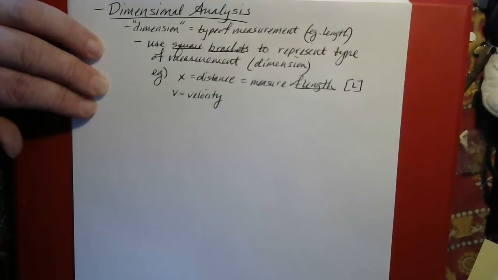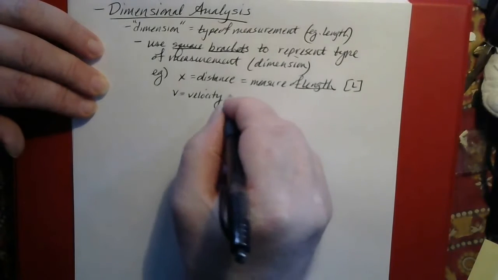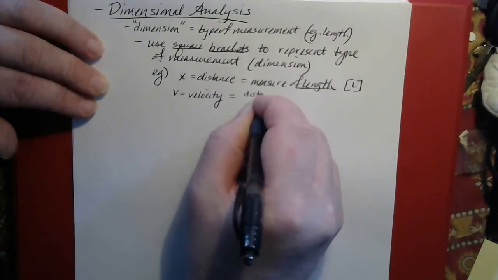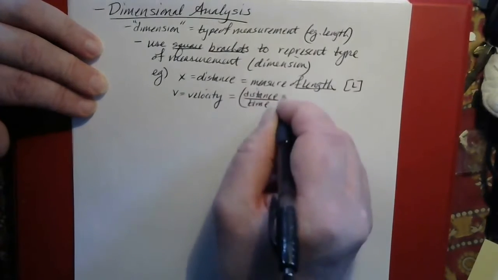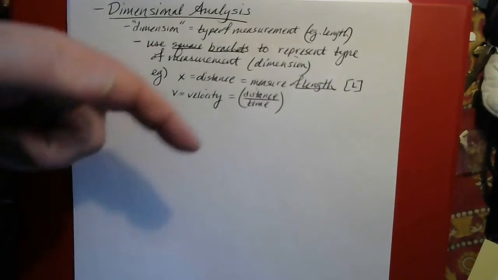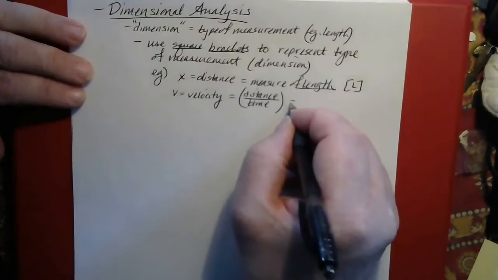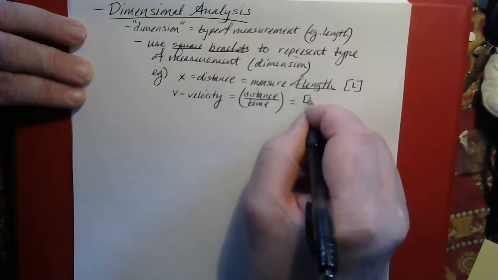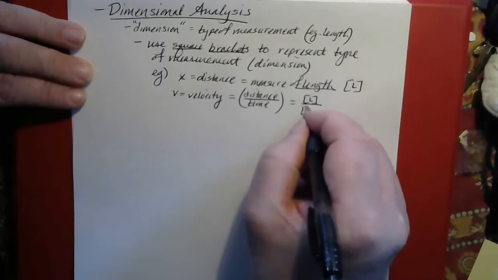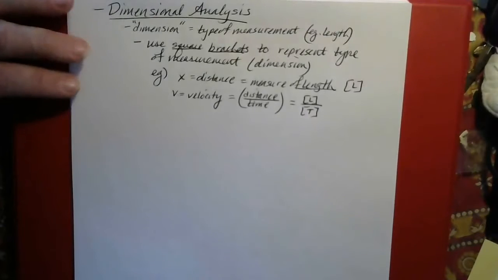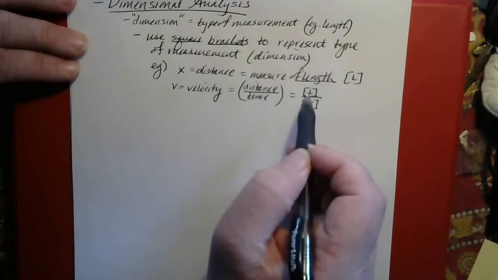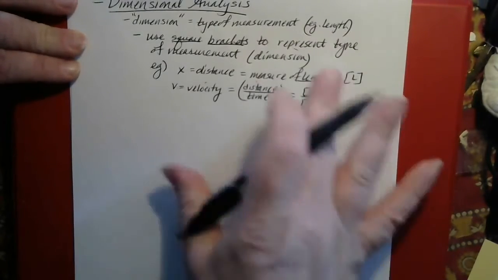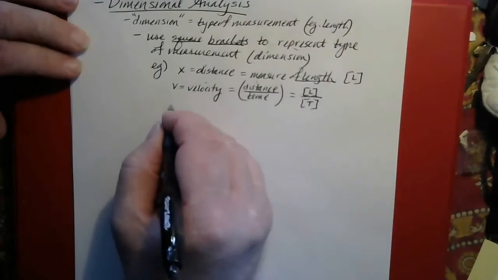V, lowercase v anyway, usually represents velocity, which is calculated as distance divided by time, which would be in dimensional analysis represented as L in square brackets over T in square brackets. L being length and T being time. So there's your dimensional analysis for that.